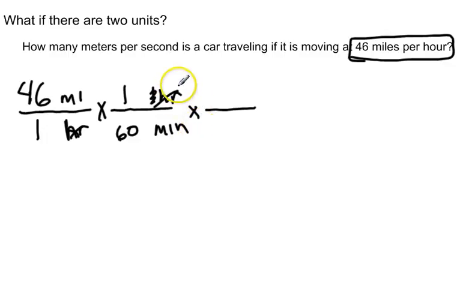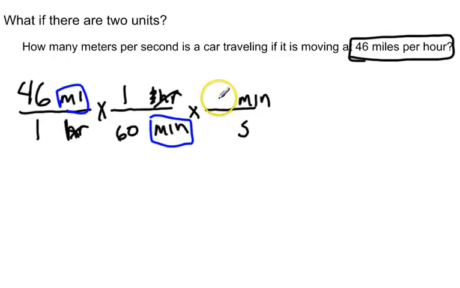So now, if we look, what units do we have left? Well, we're in miles per minute, and that's not going to get us anywhere. We don't want to go miles per minute. We want to go meters per second. So we want to go from hours to minutes, and then minutes to seconds, right? So we're going to put minutes on the top, seconds on the bottom. And what's the conversion factor for every 1 minute? It's 60 seconds. So now again, minutes cancel, and what unit are we left with? Seconds.